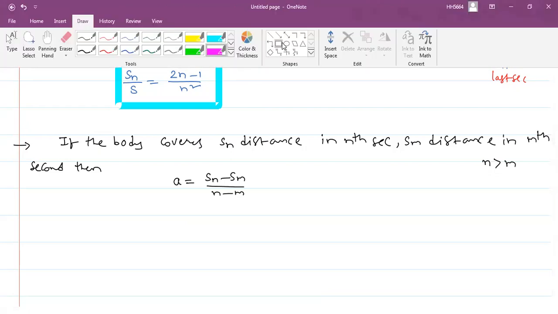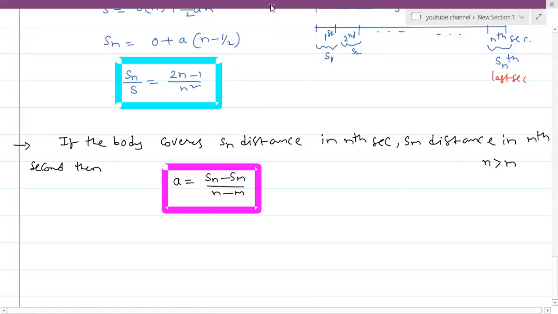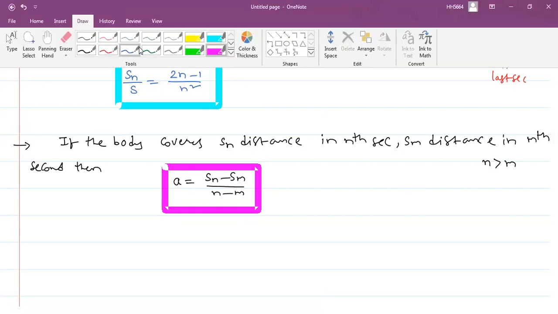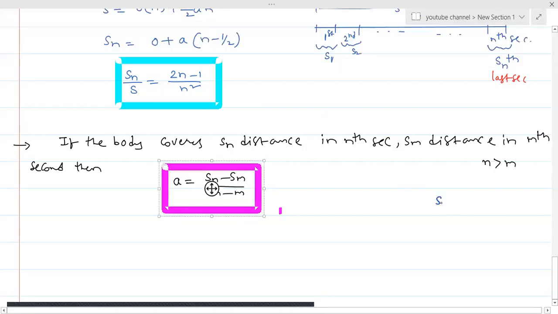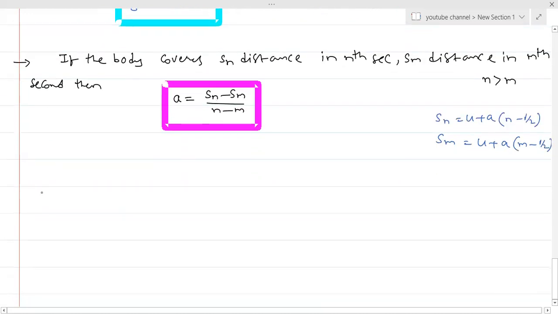Actually, we will derive this equation from the rule Sn equivalent to u plus a into n minus half. We will apply it for n seconds and for m seconds also, and just subtract the two equations. So automatically we are going to have the expression for acceleration.